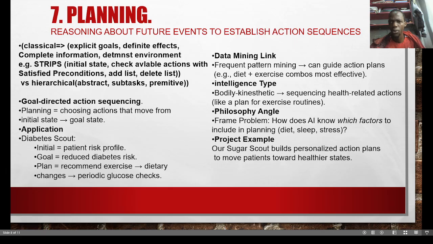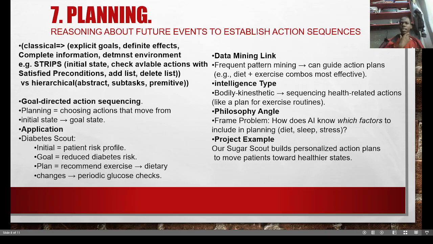For the main methods, you can use classical or hierarchical. Under classical, we have explicit goals, for example, I am at home and I want to arrive at the workplace. We have definite effects. For example, if I take a taxi, it should take me to my workplace. There is nothing like a traffic jam being there, or an accident happening. So under classical, we are assuming definite effects. We have complete information about the environment, and a deterministic environment.